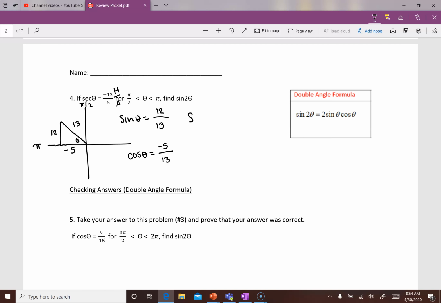All right, so sine 2 theta is going to be equal to 2 sine theta cosine theta. So this is going to be equal to 2 times 12 over 13, and then my cosine was negative 5 over 13. I like to put this over 1. And I get an answer of negative 120 over 169.